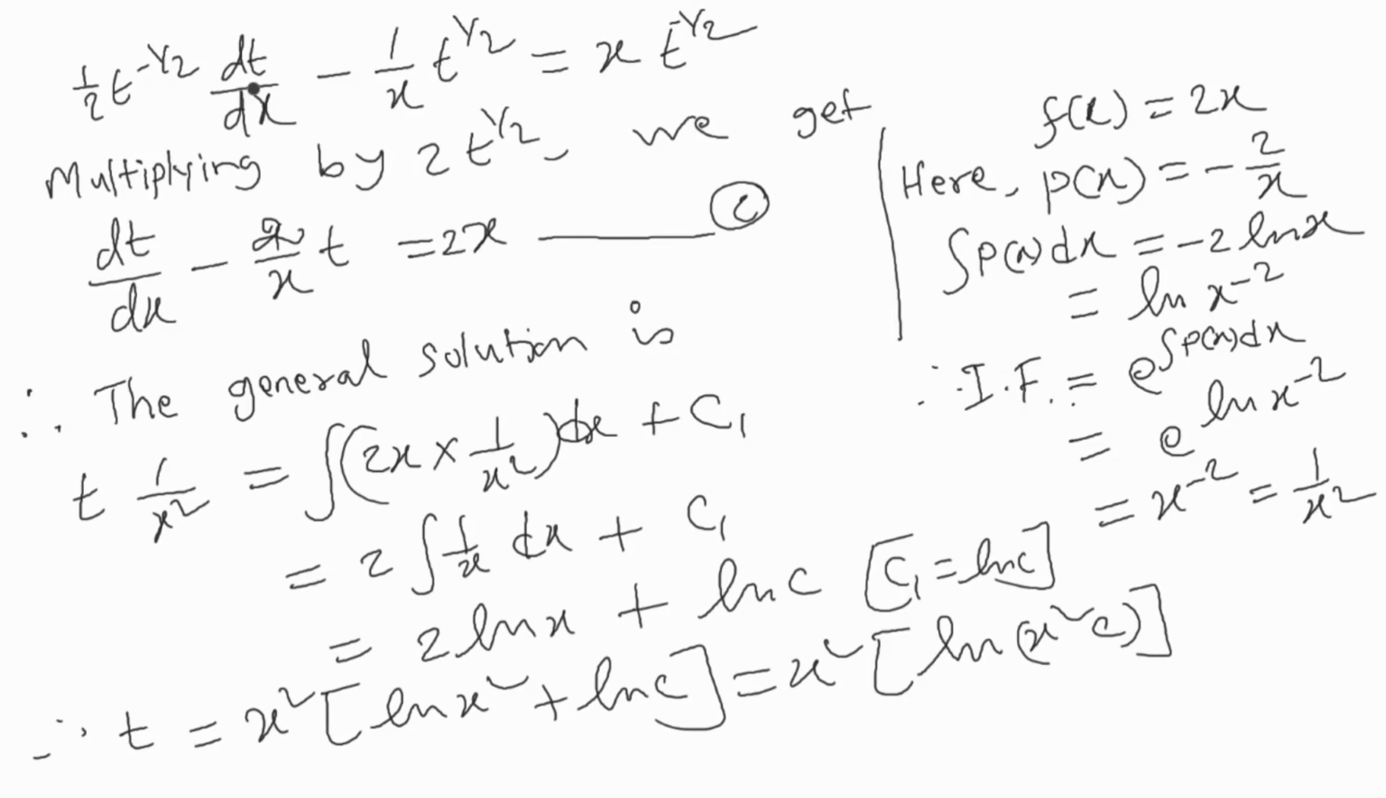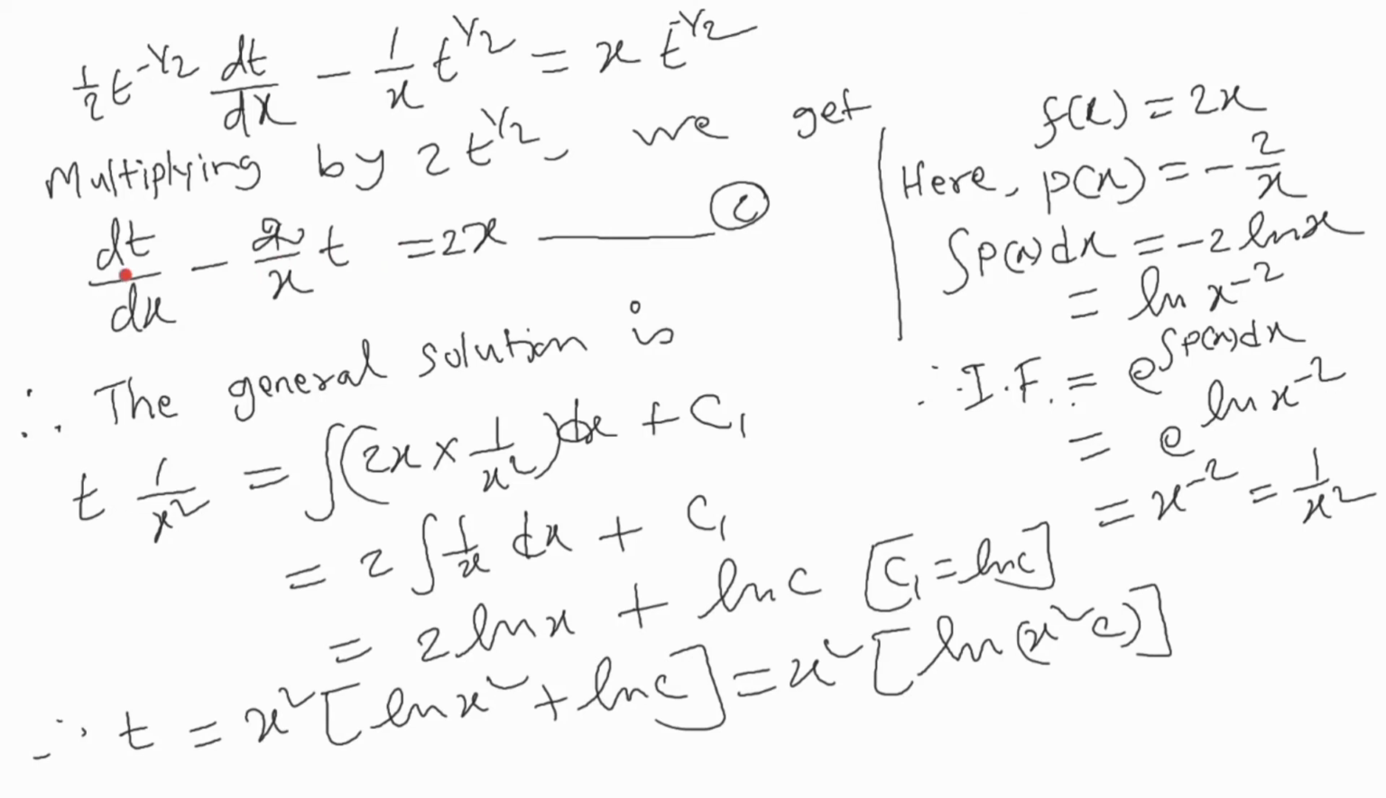So we can see here the coefficient of dt/dx is half t to the power minus half. So we multiply this equation by 2 t to the power half to make it 1. So now this equation becomes dt/dx minus (2/x) t is equal to 2x. Now this is a new equation where t is the dependent variable and x is the independent variable. It looks like a linear equation.